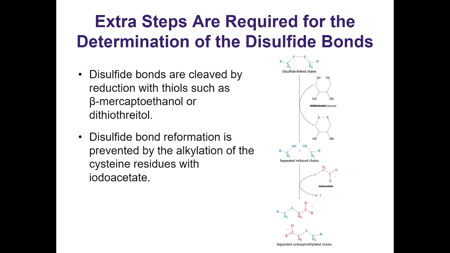Okay. All right, so the disulfide bonds are going to be cleaved by reduction with thiols, such as beta-mercaptoethanol or dithiothreitol. The disulfide bond reformation is going to be prevented by the alkylation of your cysteine residues with iodoacetate. Okay, and so this is actually the alkylation right here. And this is what's going to cap those thiols so they don't just rejoin. Okay?